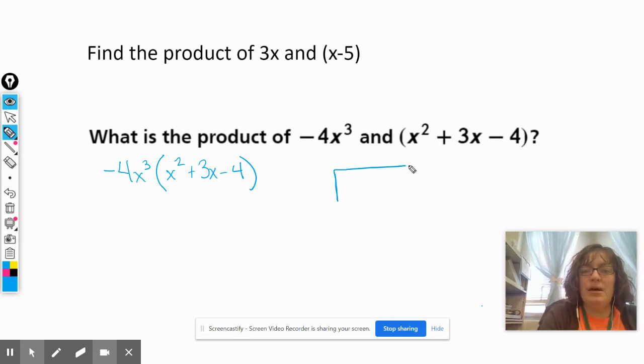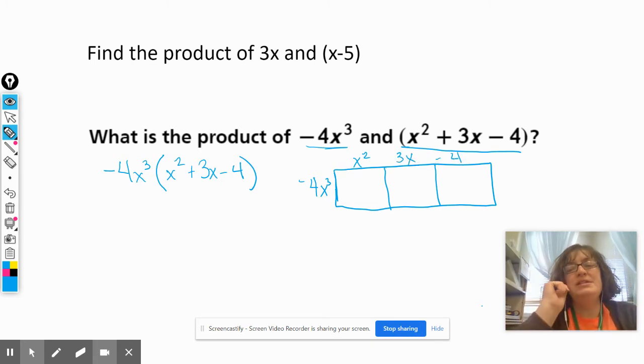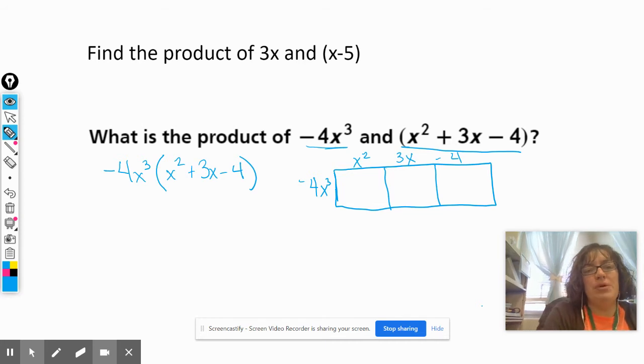Or you can set this up using the box method so that because it's a monomial, I would have one row. And because it's a trinomial, I would have 3 columns. And I would have x squared, 3x, and negative 4. Now I've set them up both ways, but I'm going to go ahead and do this problem using the distributive property, but I would get the same thing if I use that box method. So negative 4x to the third times x squared, that's a negative 4x to the fifth.